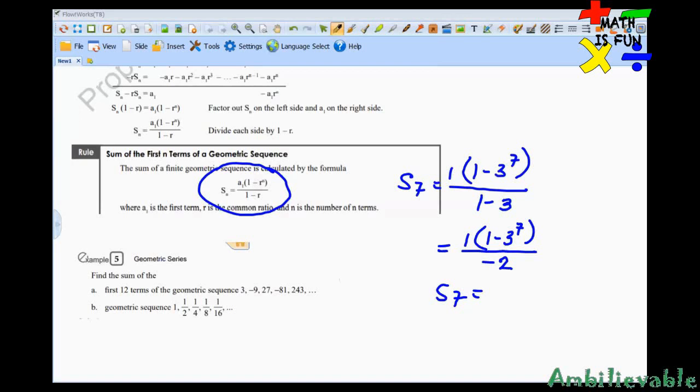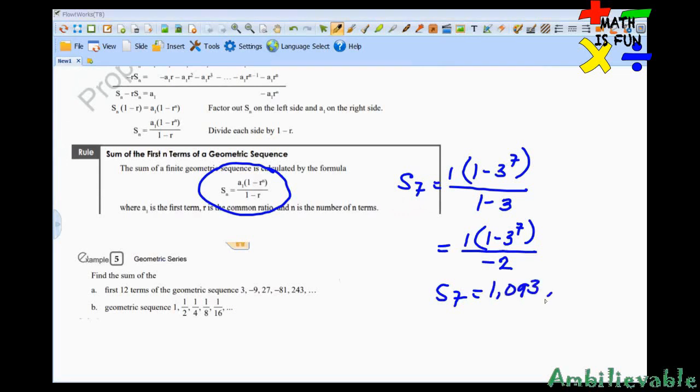Okay, so what is the answer? 1,093, po. 1 minus 3 raised to 7 over negative 2. So it's 1,093. Is it the same as our sum on the previous one?